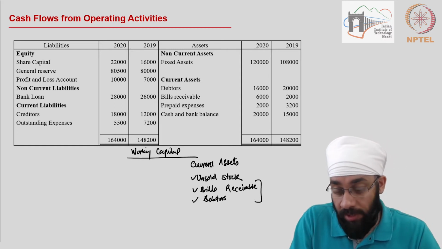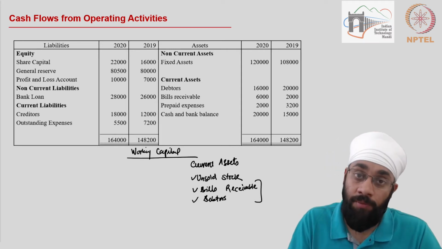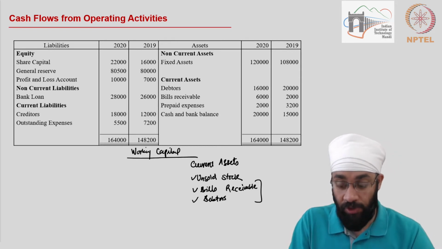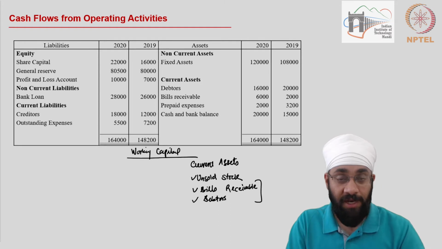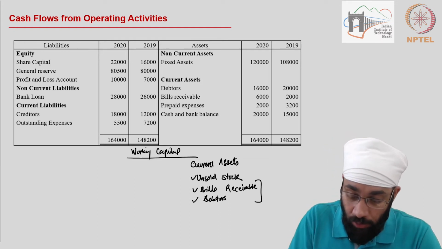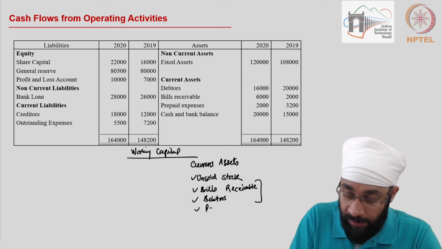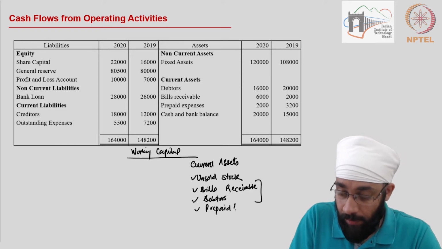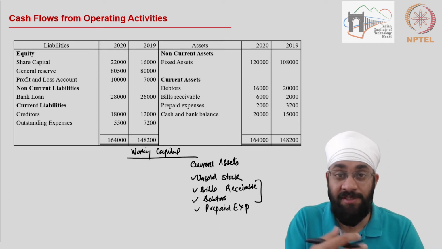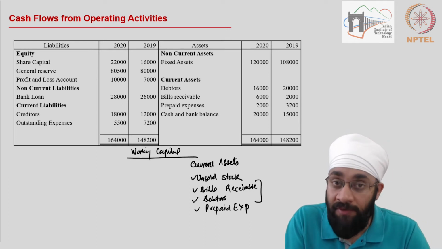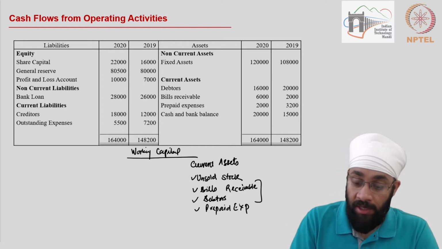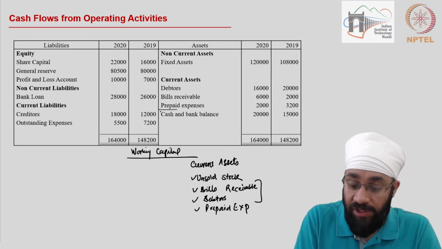So money has to be recovered from the customers or people to whom we have provided services, and this money has not been recovered, but you on the other hand have paid for it, so money is blocked here. Then you could have prepaid expenses, meaning money has been paid, and services are still to be received. We have paid in advance. So again, money has been blocked here. And finally, you have cash and bank balance.